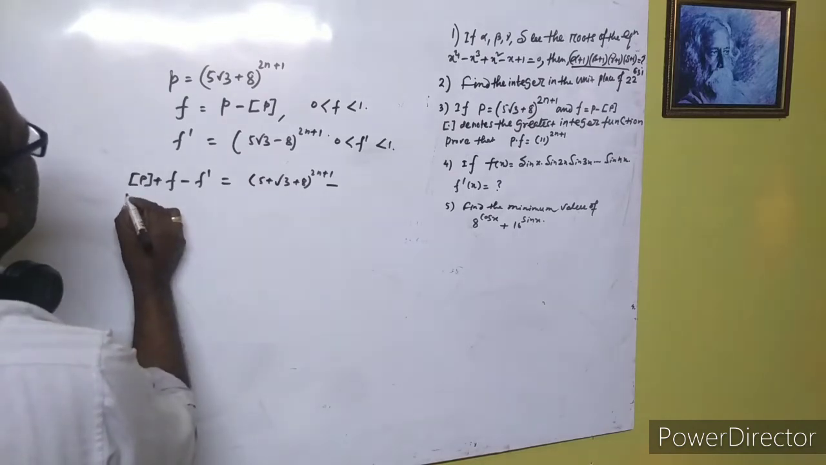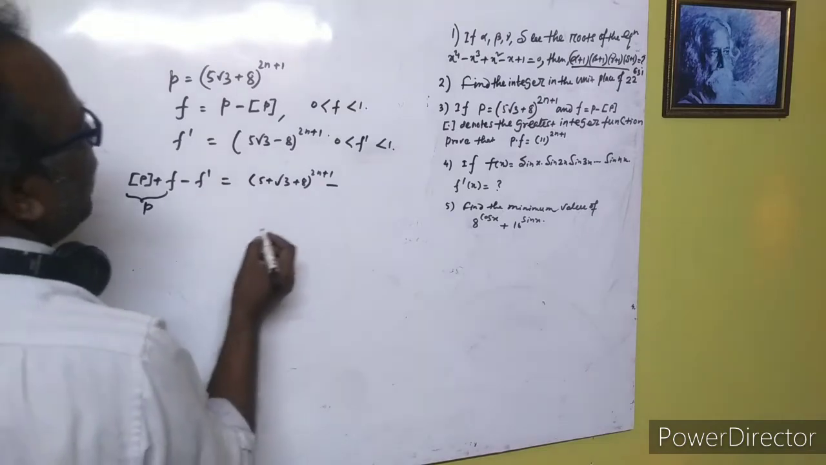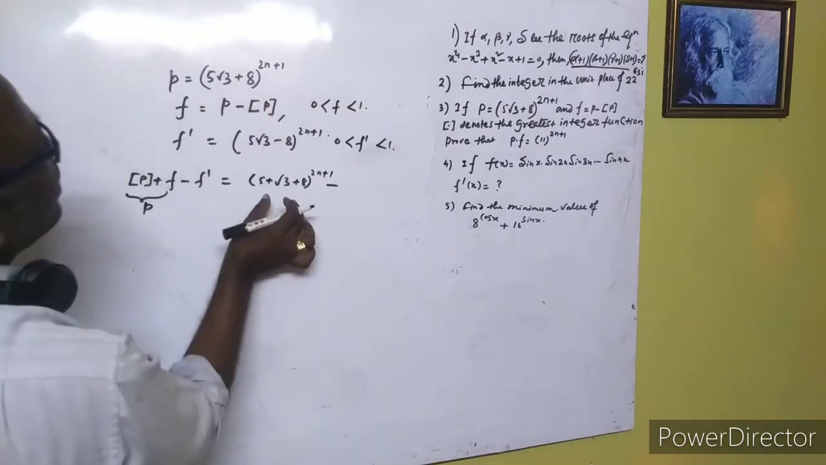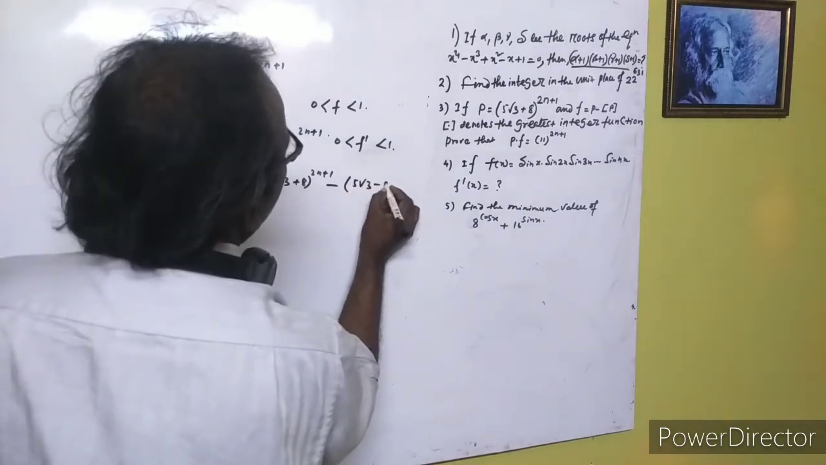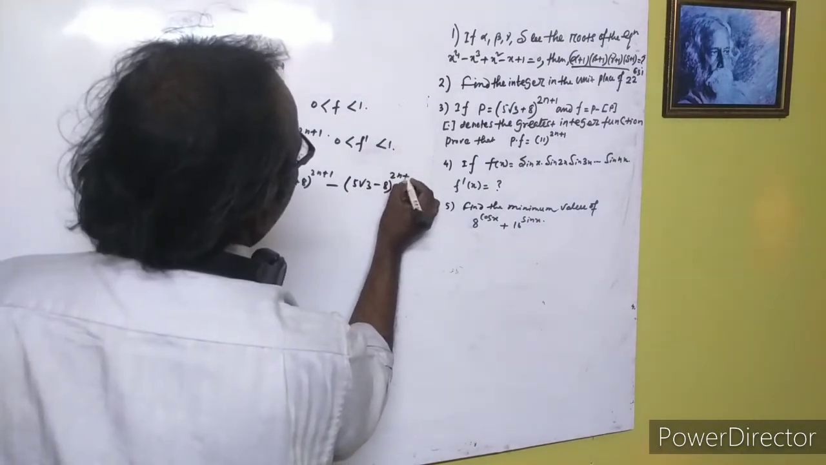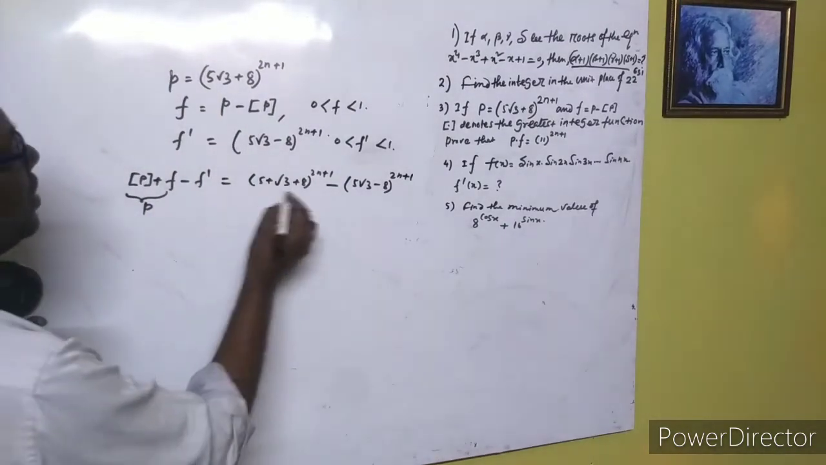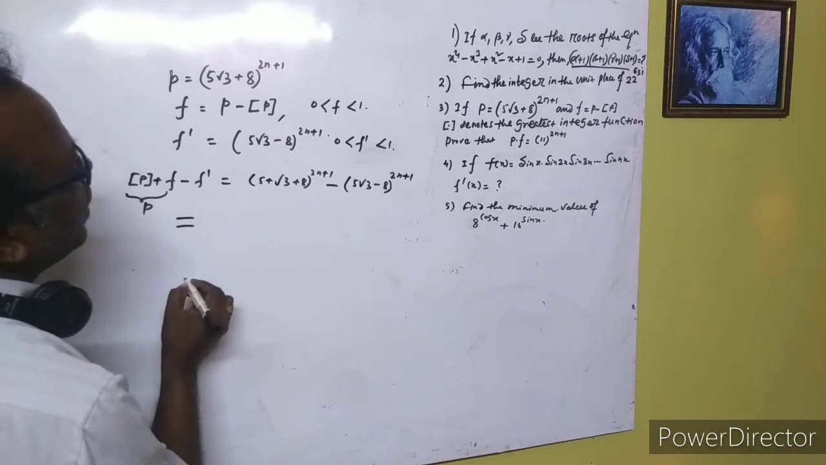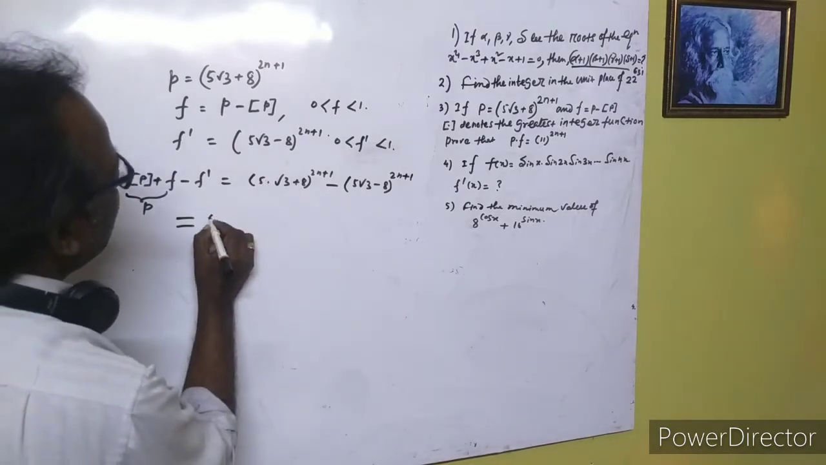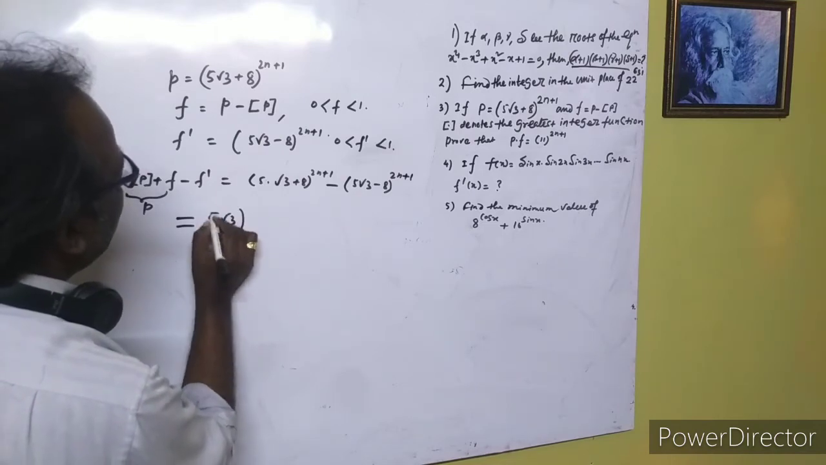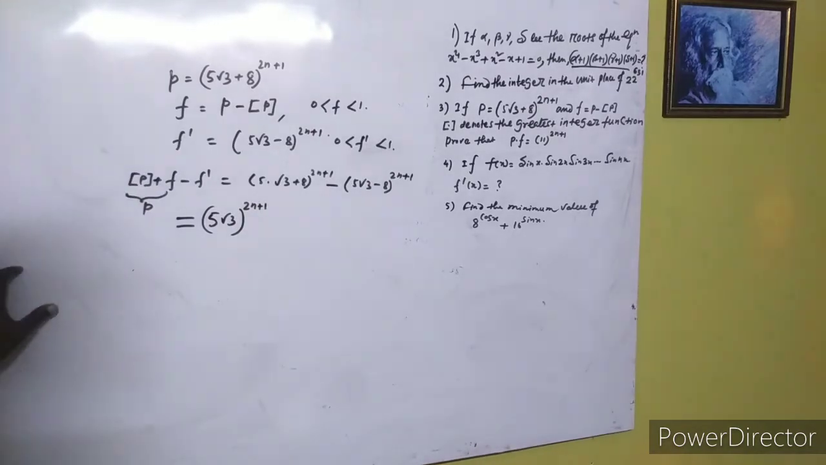this means P. And this means f here, this means P, the value of P given this, and f dash means this: (5√3 − 8) to the power 2n + 1, n is an integer. You already expand this, then you get here 5√3, so (5√3) whole to the power 2n + 1.